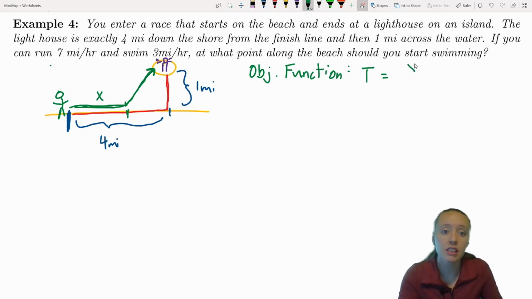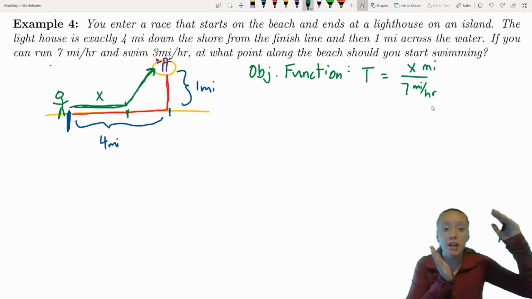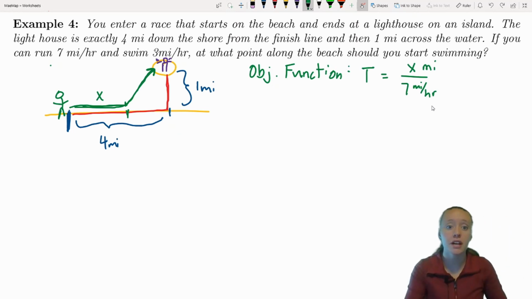So if x is the point where I start jumping in the water and swimming, I'm going to divide that by 7 miles per hour. Because you can see that if I ran x miles, then I divide that by 7 miles per hour, that's going to give me how many hours I essentially ran. But that's only my length that I'm running. I also need to add that to the length that I swam and figure out the time that I swam.